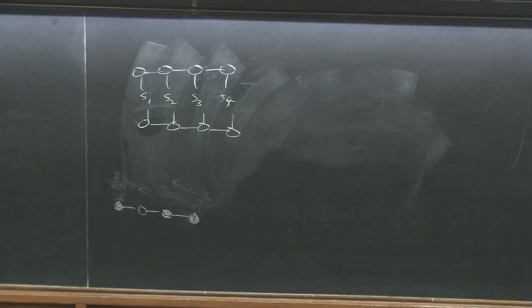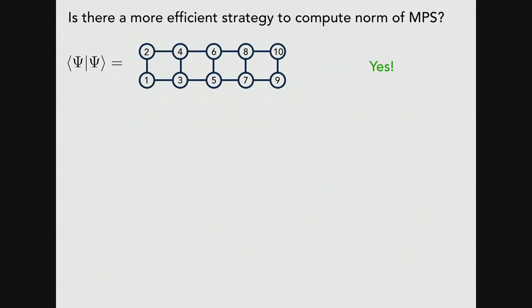Okay, so here's the more clever thing you can do. You can just number the tensors, like 1 to 10 in this example, being concrete about it. And then you can contract them, and you can just think of this as some network I have to contract. You can even forget that it represented a norm, and you can just contract it efficiently in steps.